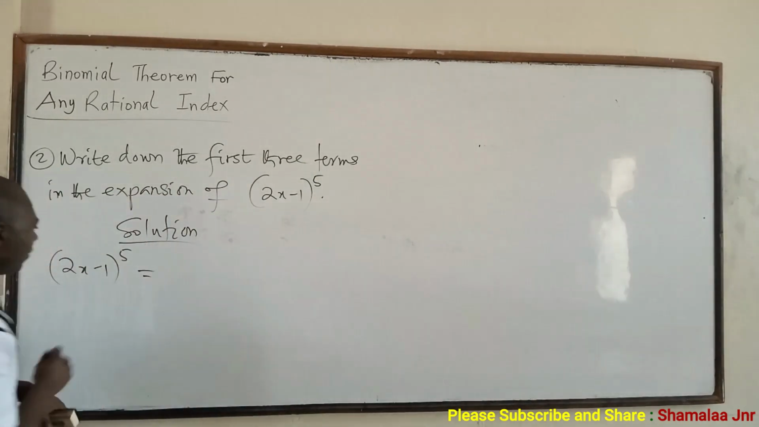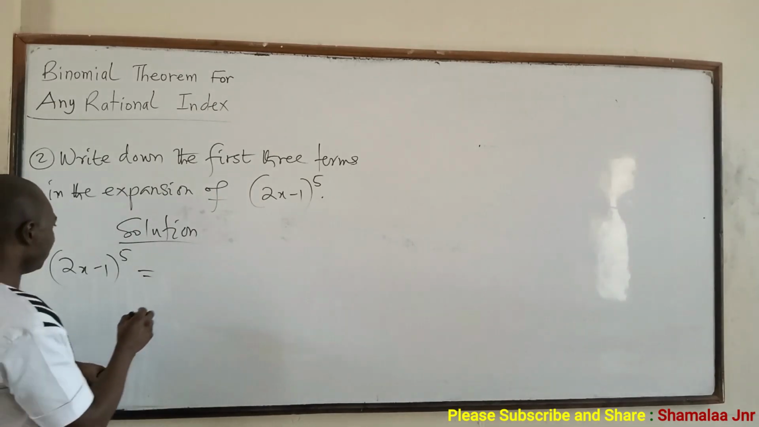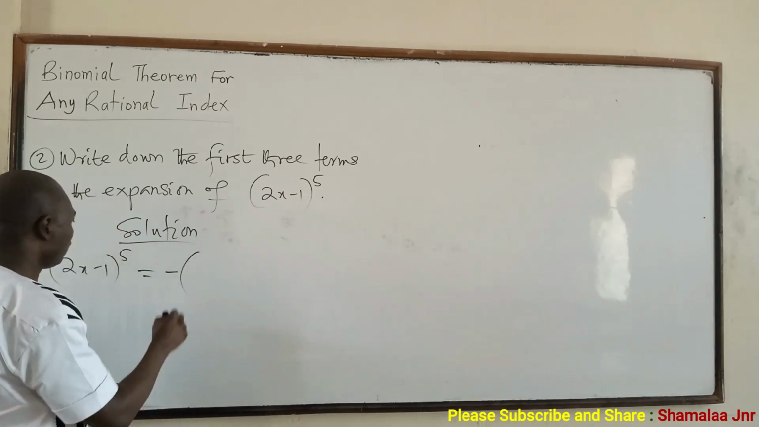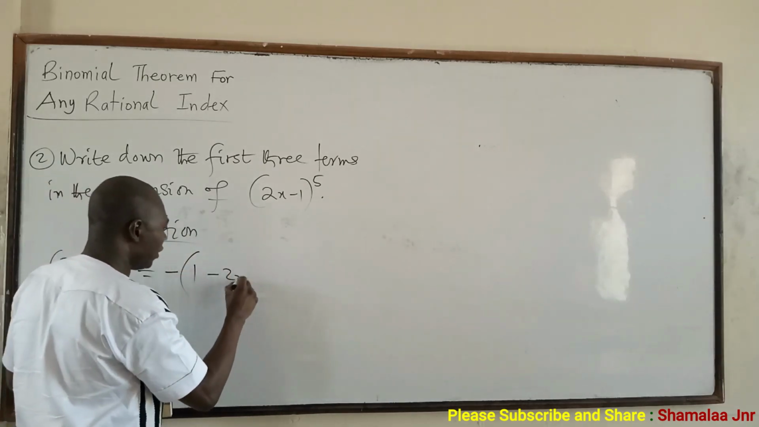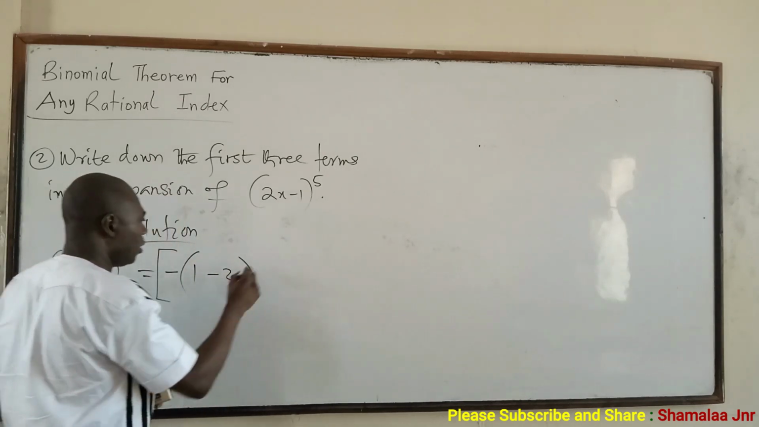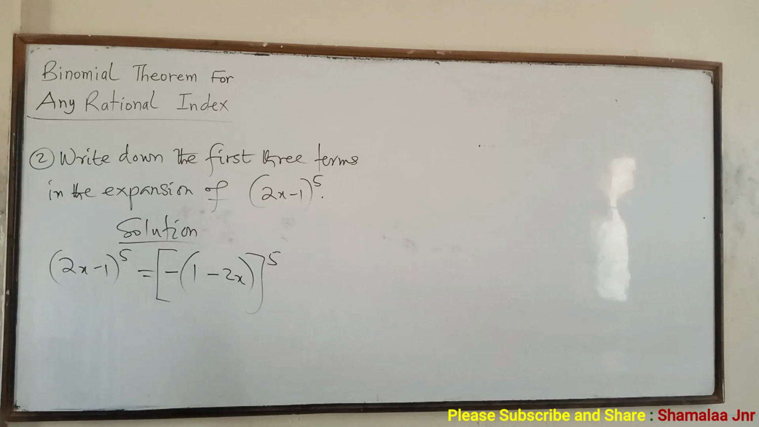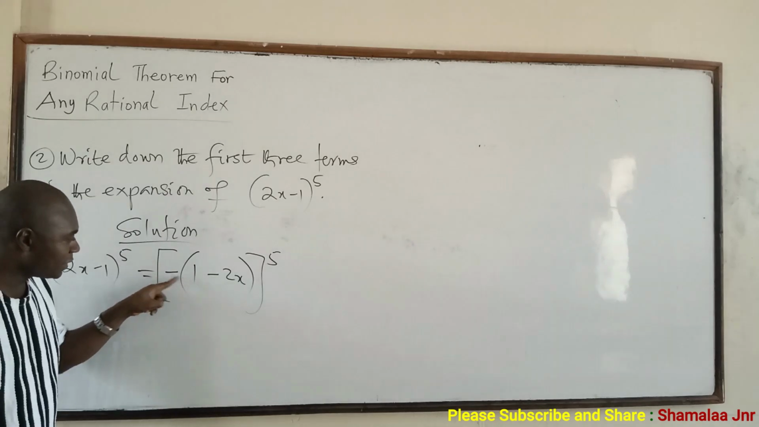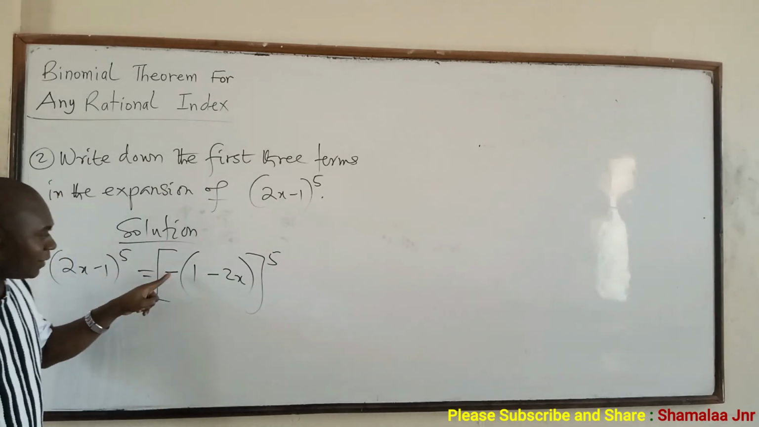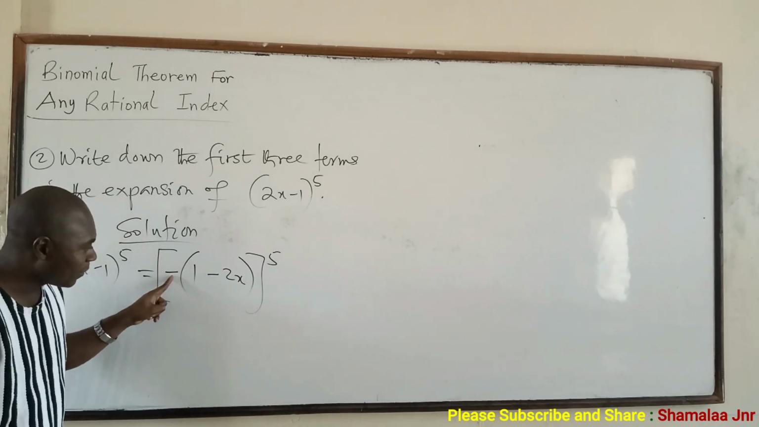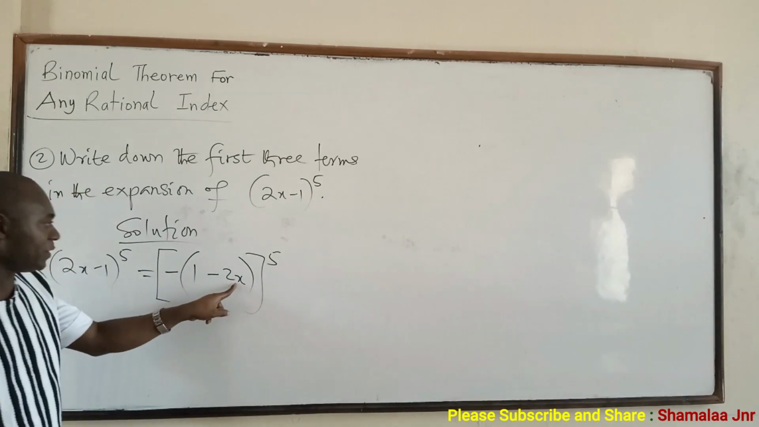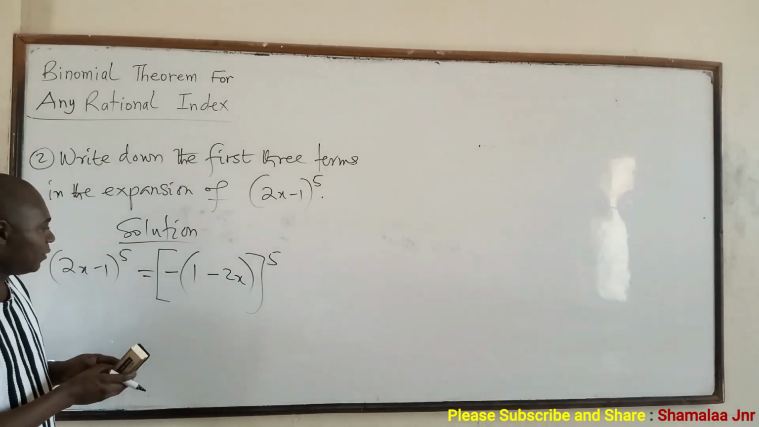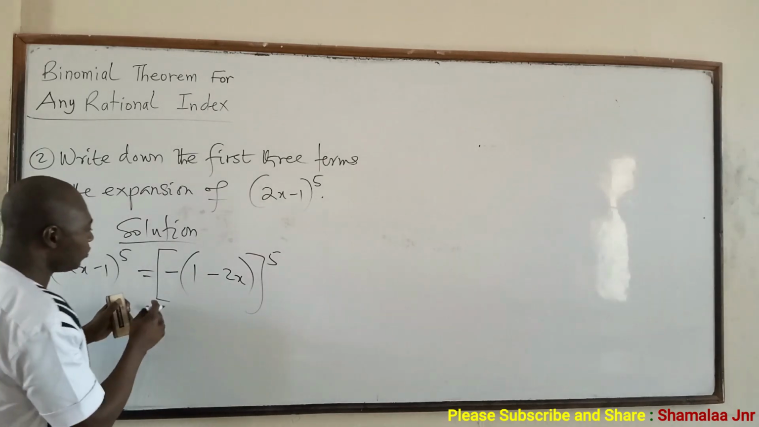So this is the same as, look on the board, negative of 1 minus 2x all raised to the power 5. Now, if we are expanding this, look on the board, you see that it's going to be like this. -1. You see, this one is -1. -1 here times -2x will be positive. All raised to the power 5. Isn't it? All raised to the power 5. So, even this one, I can decide to write it this way.